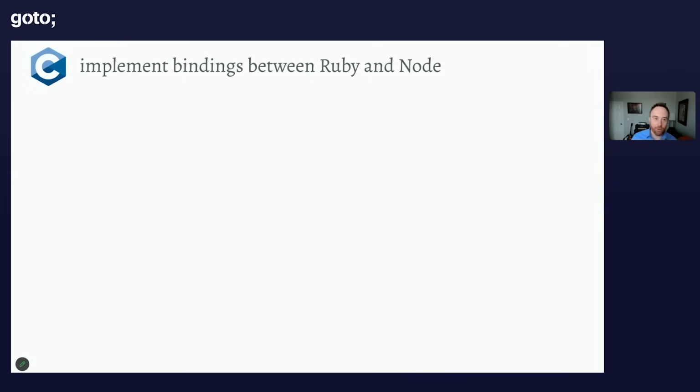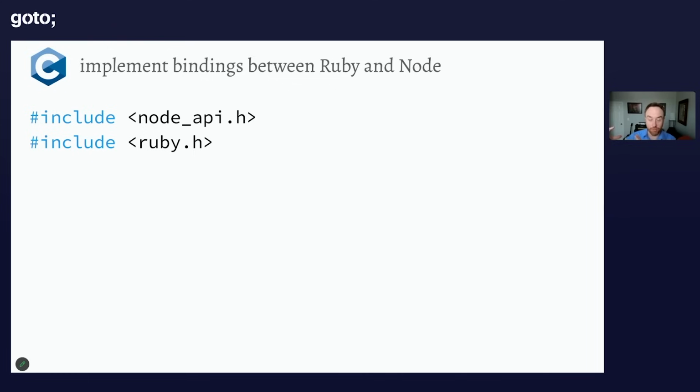Okay, so how do we actually implement the bindings between Ruby and Node? Well, let's look at that. We're going to start with some C code. We're going to include node_api.h, which is the C to Node.js library that I showed you earlier. And here we're also going to include ruby.h, which is the Ruby one between C and Ruby that I showed you earlier.